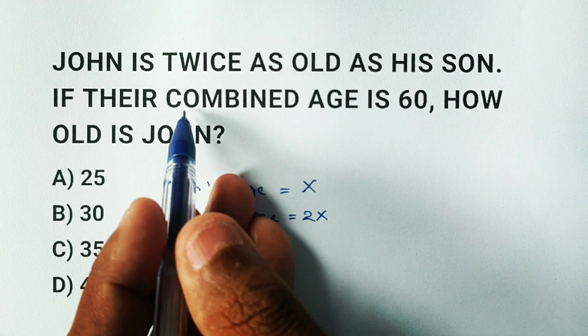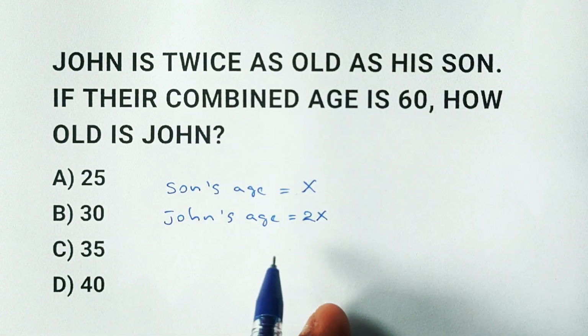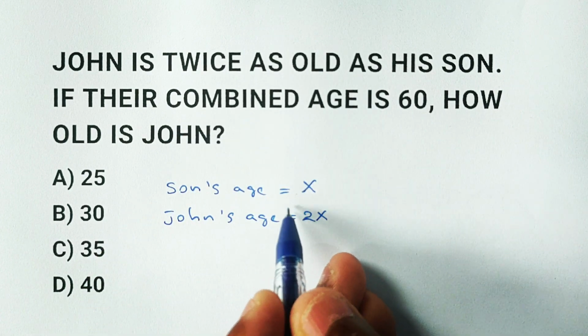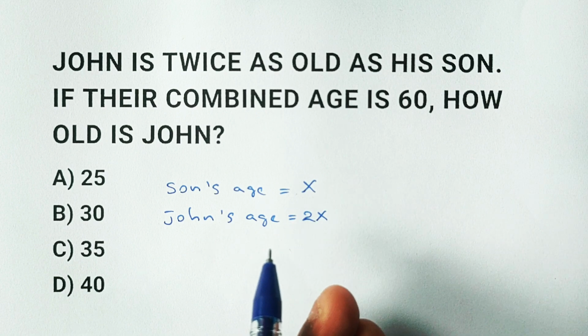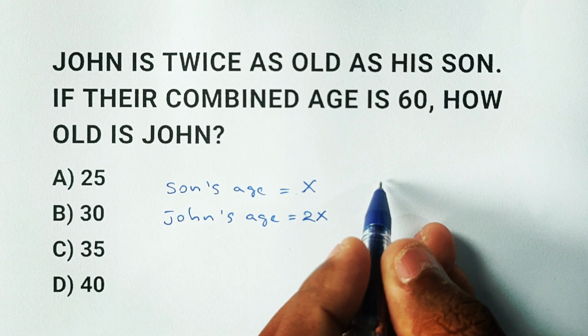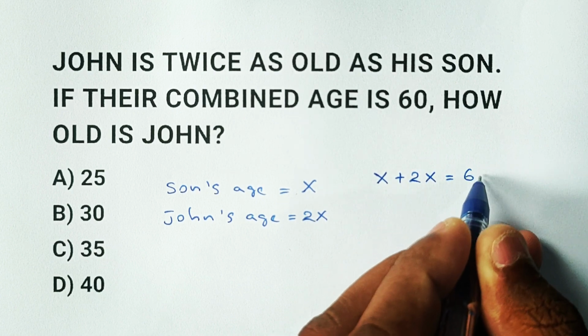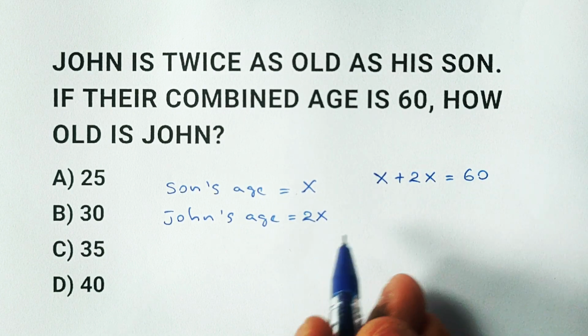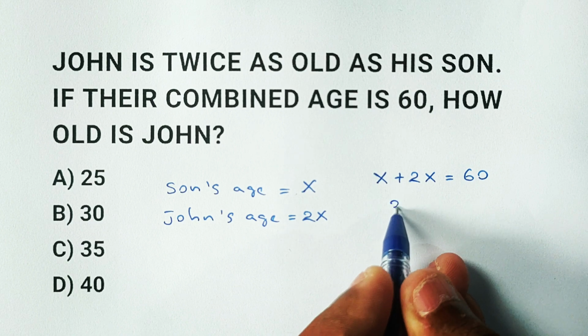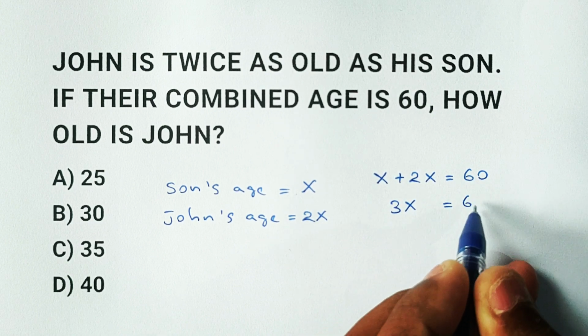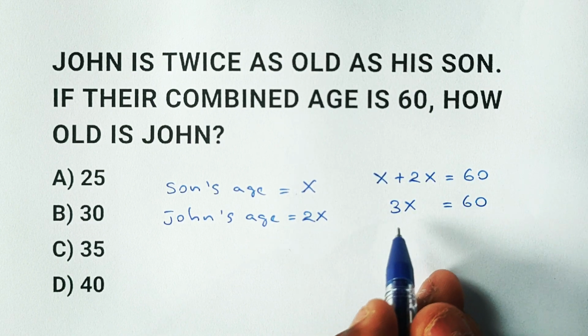Next, we are told that their combined age is 60. This means the son's age plus John's age equals 60. So we get the equation x plus 2x equals 60. Now let's simplify that. x plus 2x is the same as 3x, so we have the equation 3x equals 60.